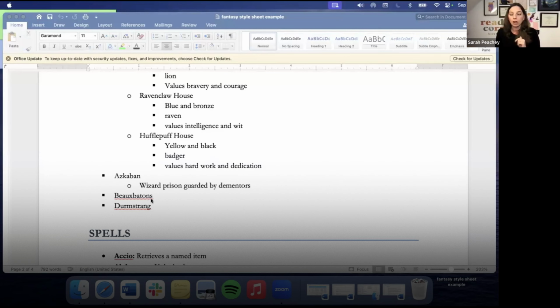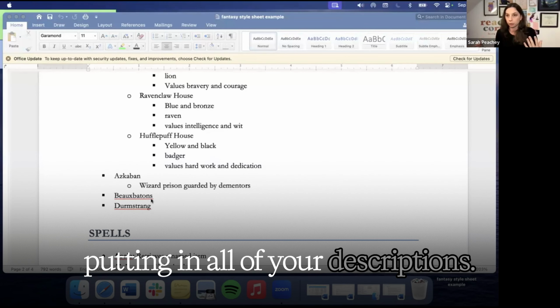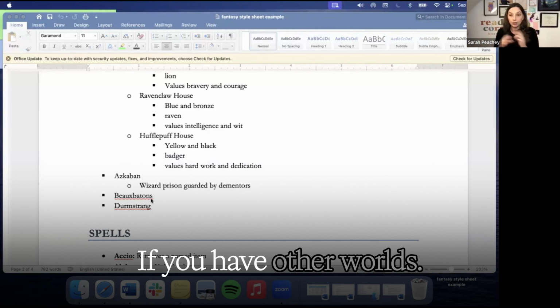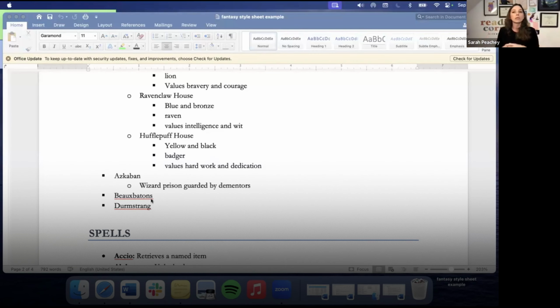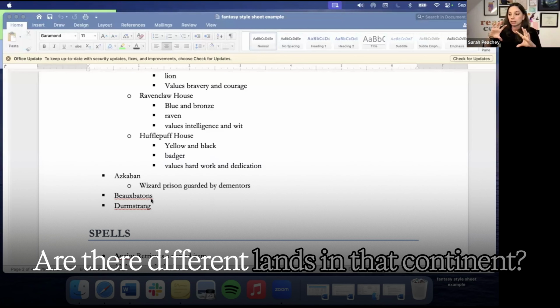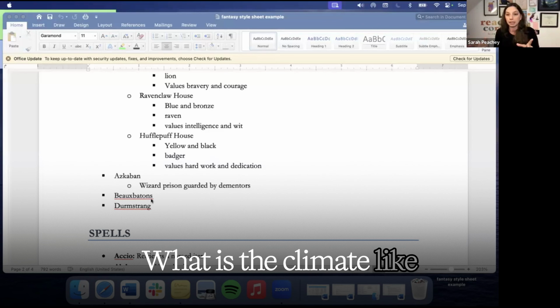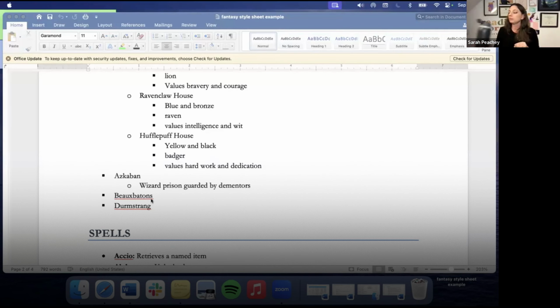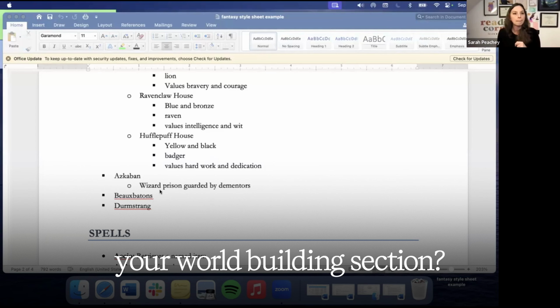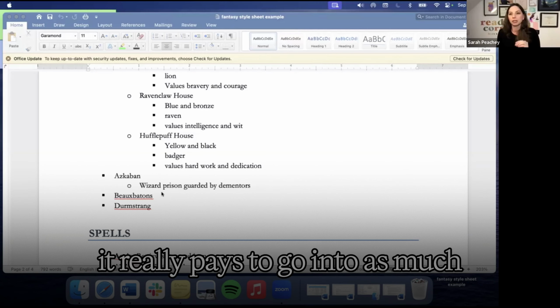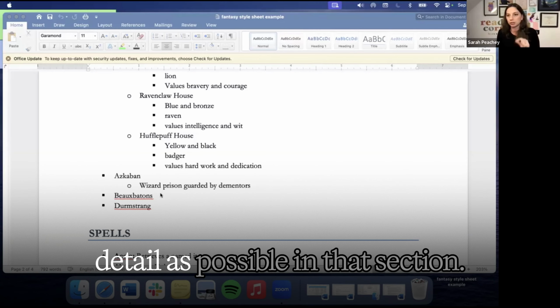And then you could increase that by putting in all of your descriptions. If you have other worlds, is your world completely made up, that it's its own continent? Are there different lands in that continent? What is the climate like in those different places? What are the customs? All of those things would be things that you could put in your world building section. And I think for fantasy writers, it really pays to go into as much detail as possible in that section.